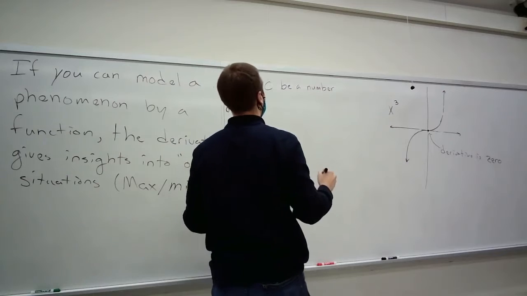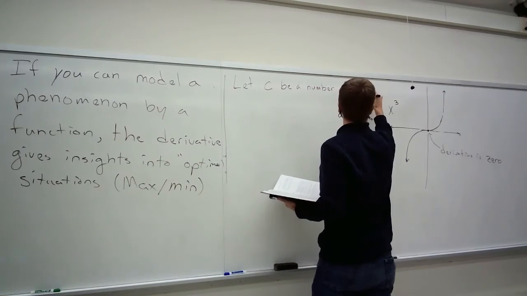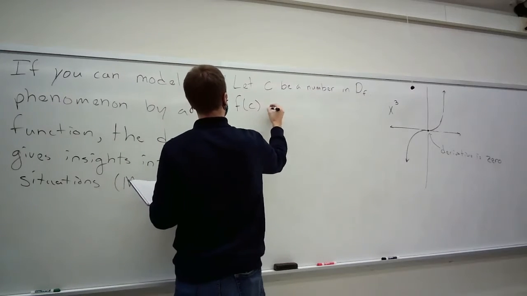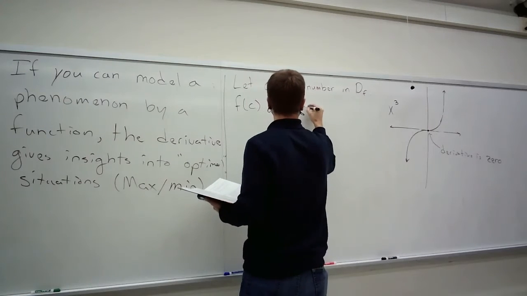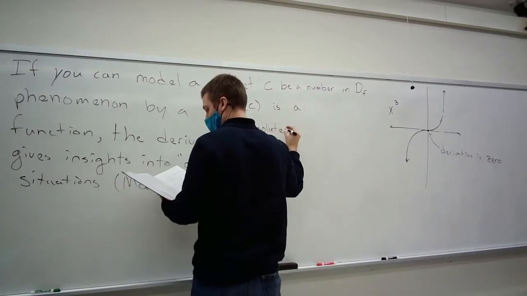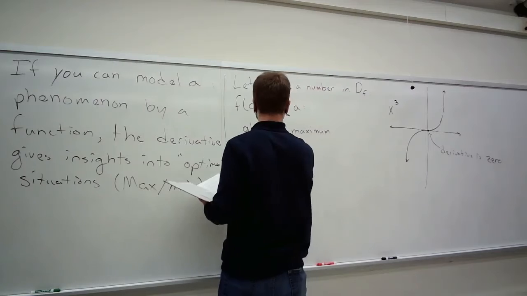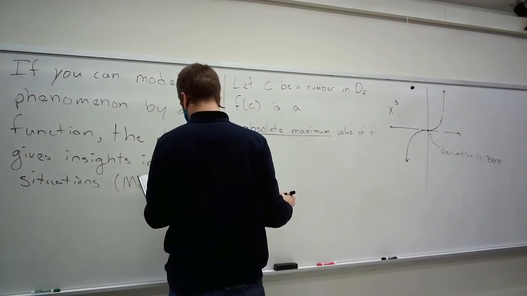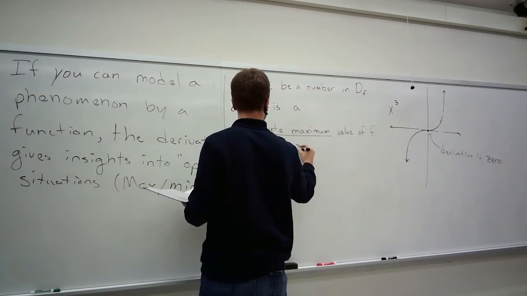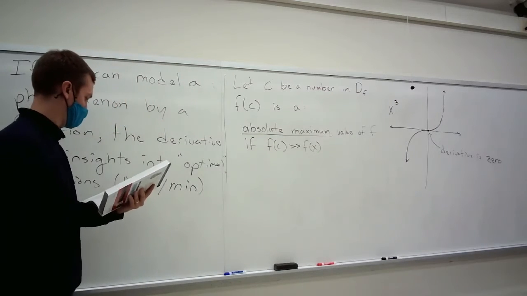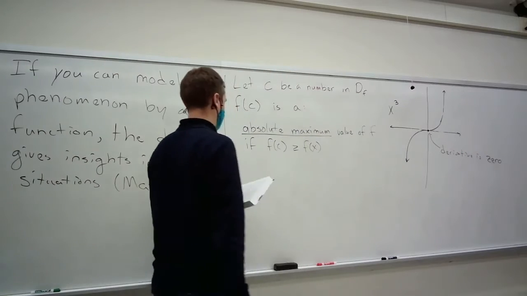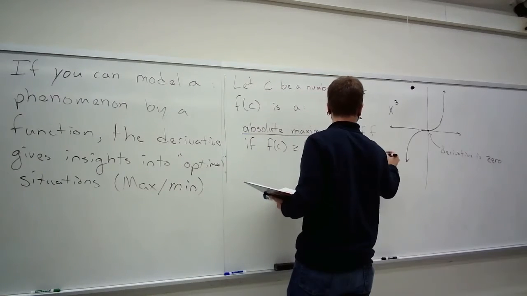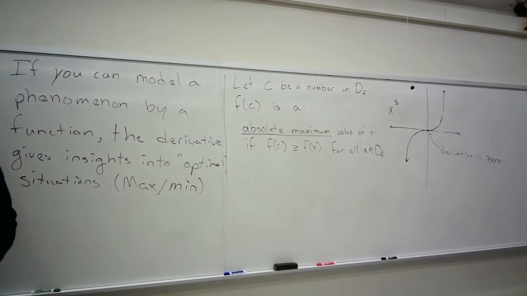So we're going to suppose that C is a number in the domain of a function f, D sub f, the domain of f. Your book defines C as an absolute maximum if the value of f at C is greater than or equal to f of x for any other x in the domain. So this is what I call the global maximum, just a different term.